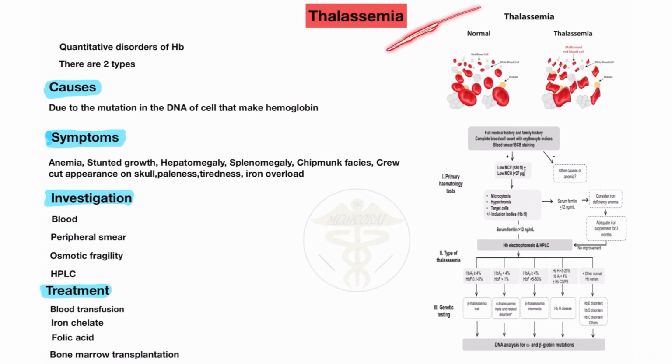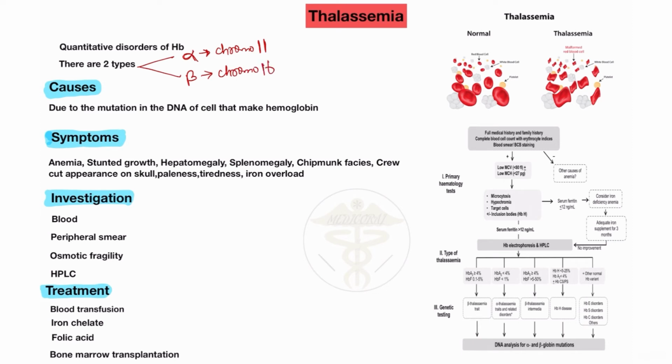Last is thalassemia. Thalassemia is mostly a quantitative disorder of hemoglobin. Mostly hemoglobin disorder occurs in the patient with thalassemia. There are mostly two types of thalassemia, as you all know: alpha thalassemia and beta thalassemia. In alpha thalassemia, the abnormality occurs in chromosome number 11, but in beta thalassemia the abnormality occurs in chromosome number 16.